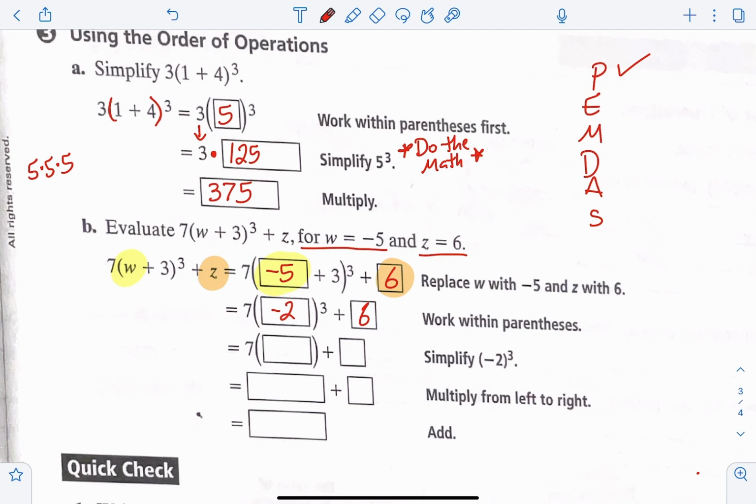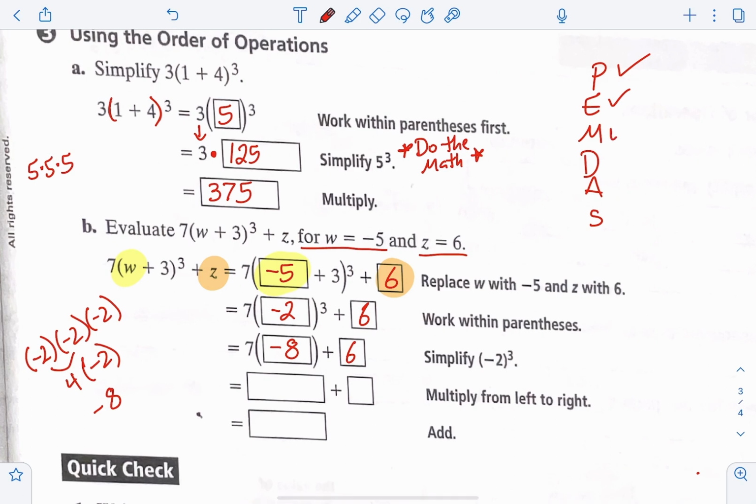Now, the next step is to do that exponent, right? So we have -2 to the third power. -2 is in parentheses, so we have to make sure when we multiply it out, we write it in parentheses. -2 times -2 times -2. The first -2 times -2 is going to give us a +4, right? Because a negative times a negative is a positive. Then we have times -2. 4 times -2 is going to get us a -8. So in here, we're going to put -8. And we still write our +6 after that because we haven't done that yet.